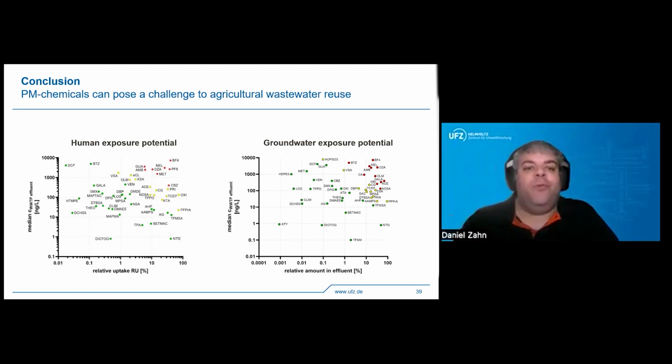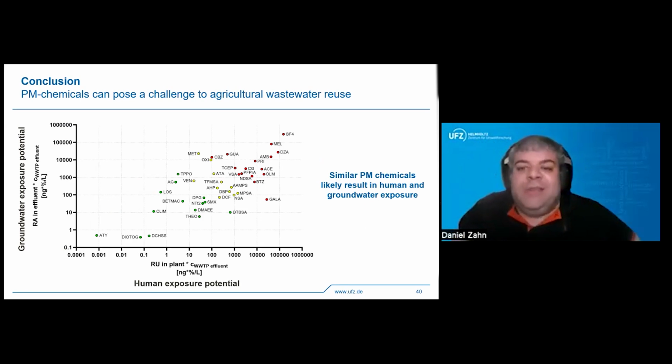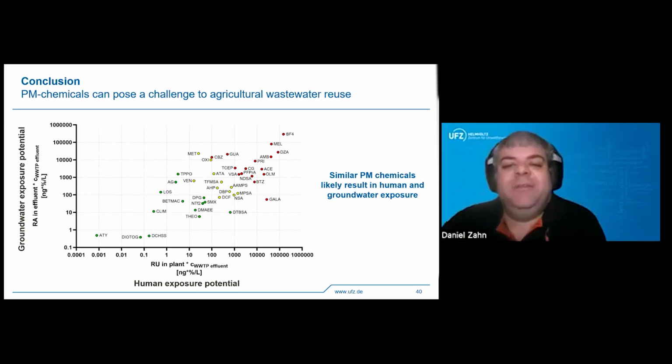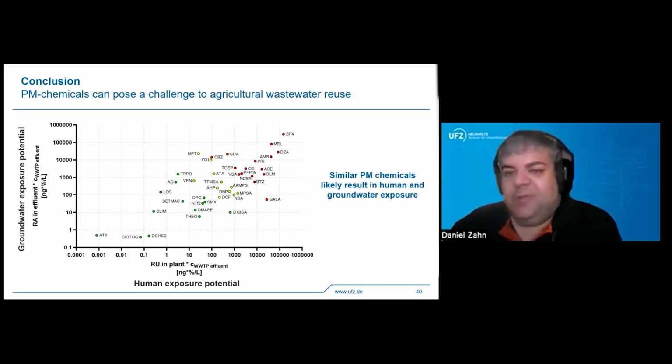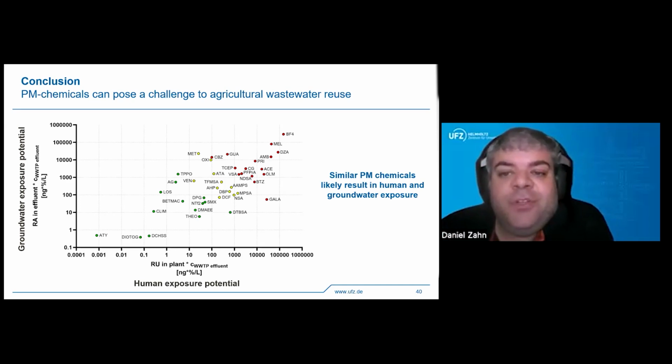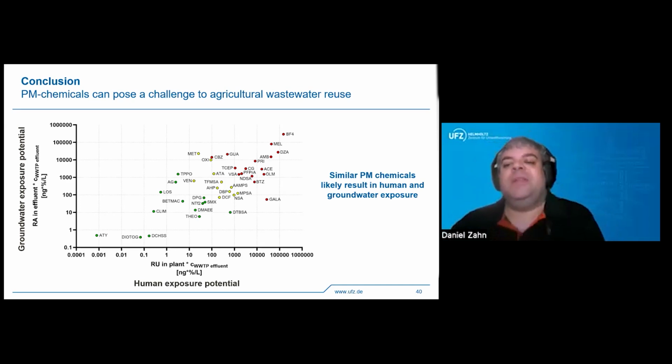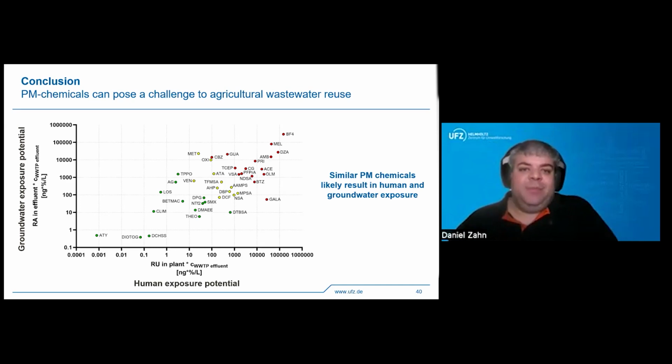If you then start to plot both against each other, the human exposure and the groundwater exposure potential, you can see which chemicals may be very critical for agricultural wastewater reuse. And no surprise, this BF4 shows up at the very top right because it has a very high potential to reach groundwater. It has a very high potential to reach humans. So we can see here that PM chemicals pose a challenge to agricultural wastewater reuse. And they pose it not only for human exposure, they also pose it for groundwater contamination. So we have to have a closer look here.